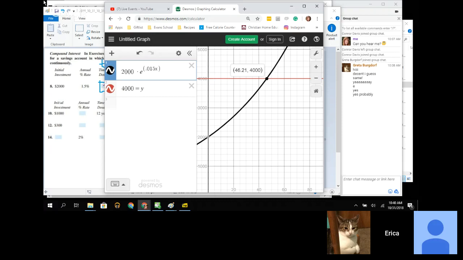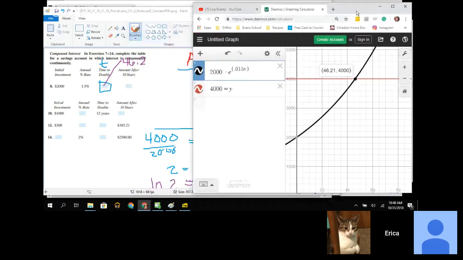So the next part of my graph is, what is my amount after 10 years? If I have my graph up, my amount after 10 years is what? After 10 years, I should have $2,323 and 60 something cents.